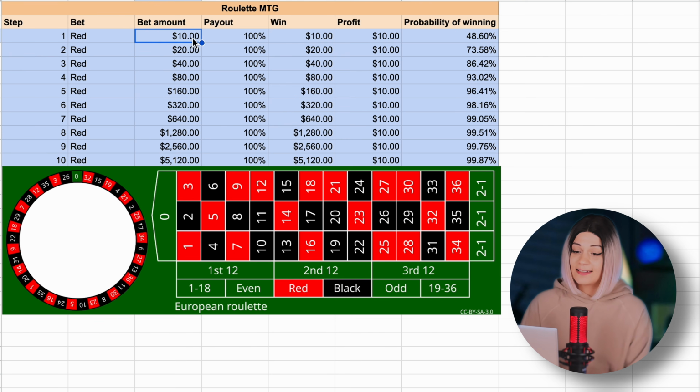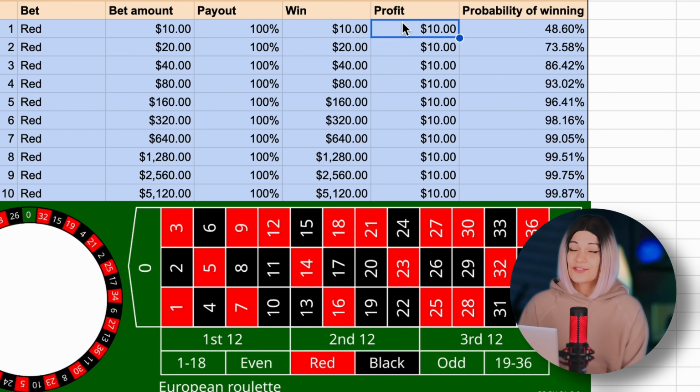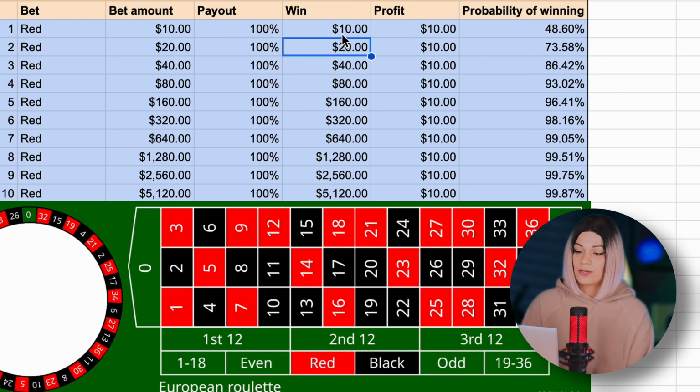So if you bet $10, for example, on red, and if you're gonna win, the casino is gonna pay you $10, and that's gonna be your profit, $10. But imagine that you lost your first bet. You can use Martingale strategy and double the deal. So the second one is going to be $20 again on red. What's going to happen if you win? The casino is going to pay you $20, and you need to remember that you need to account for those $10 that you lost on the first bet. So your profit is still going to be $10.